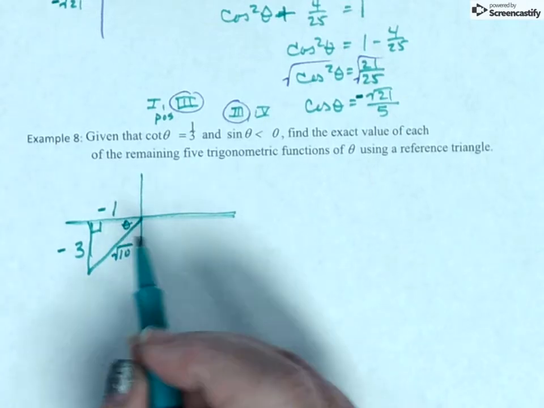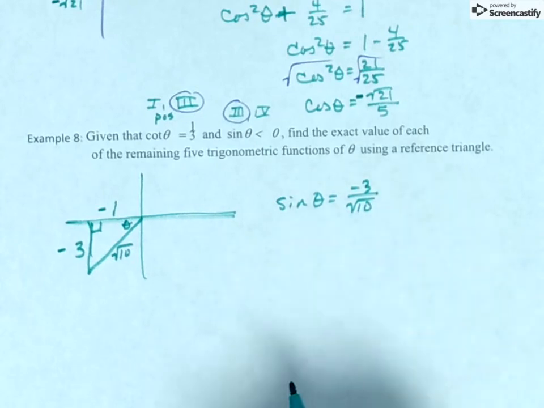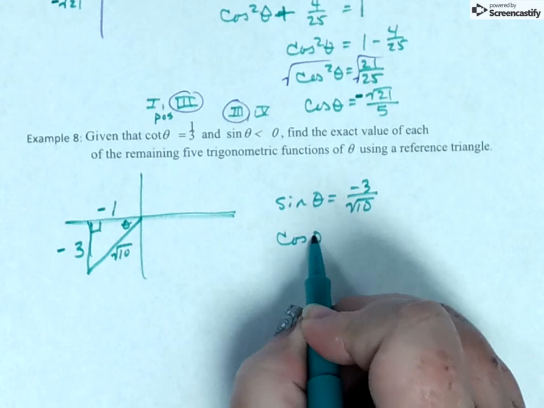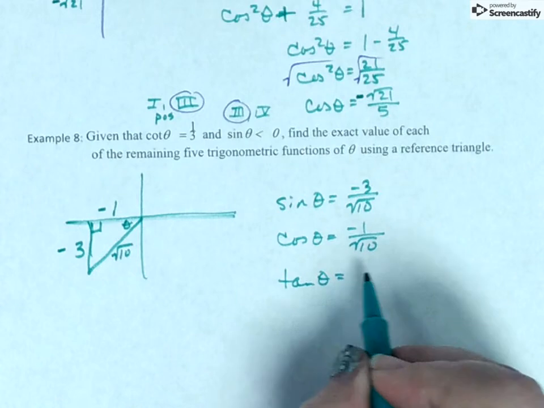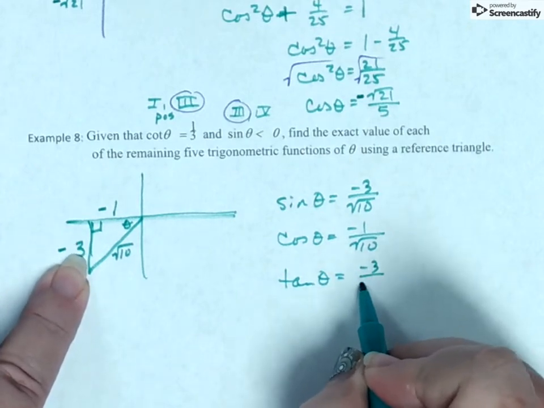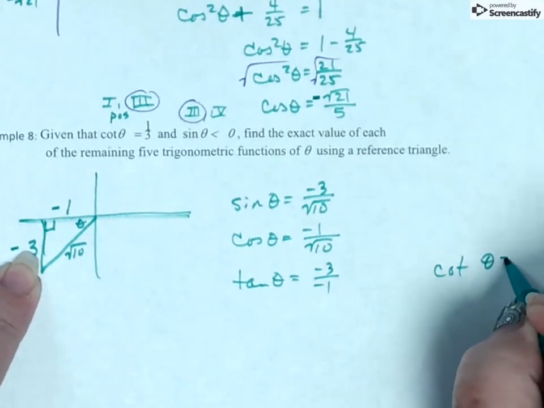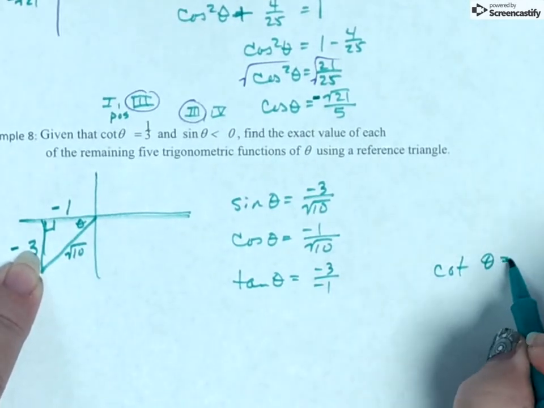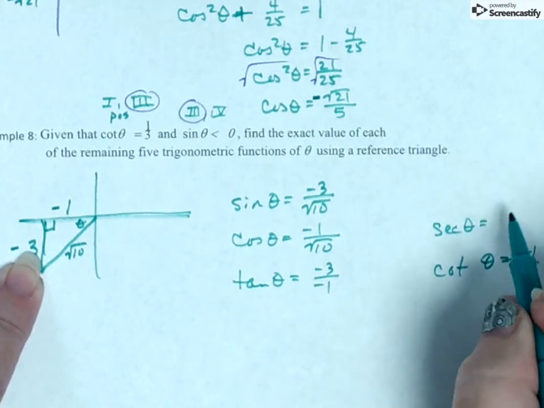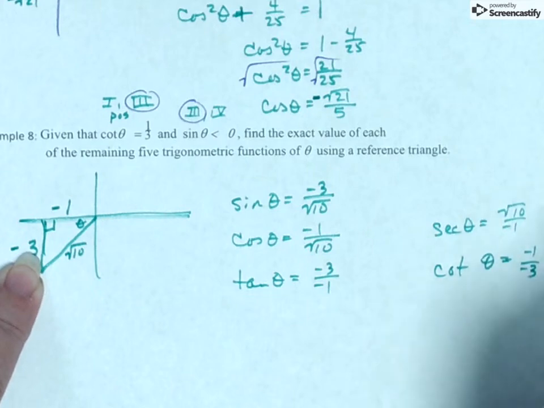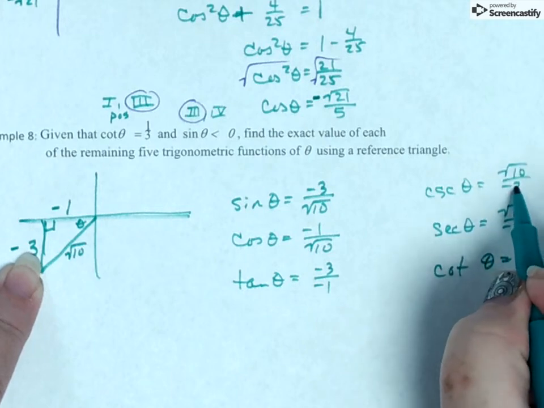I can do sine of theta is opposite over hypotenuse. I can do cosine of theta is adjacent over hypotenuse. Tangent of theta is opposite over adjacent. I can do cotangent of theta is the reciprocal of that. That's going to be -1 over -3. Secant of theta is going to be root 10 over -1. And cosecant of theta is going to be root 10 over -3.